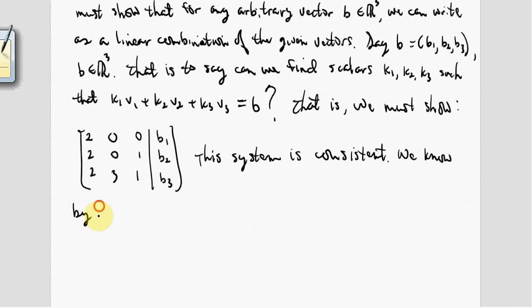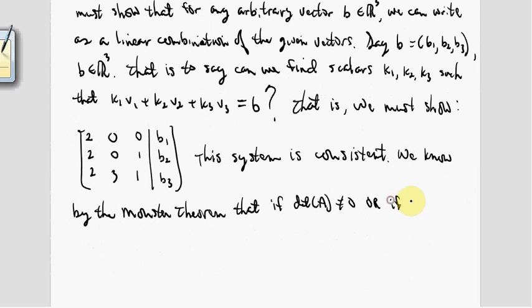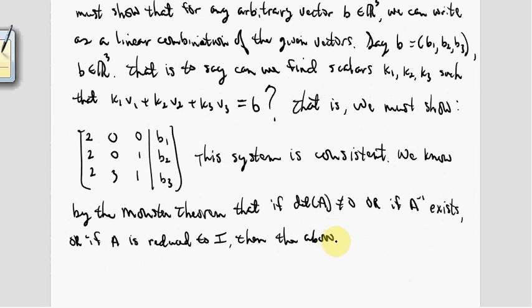We know by the Monster theorem that if the determinant of A is not equal to 0, or if A inverse exists, you can pick any one you want, or if A is reduced to I, then the above system, AX equal to B, is indeed consistent.